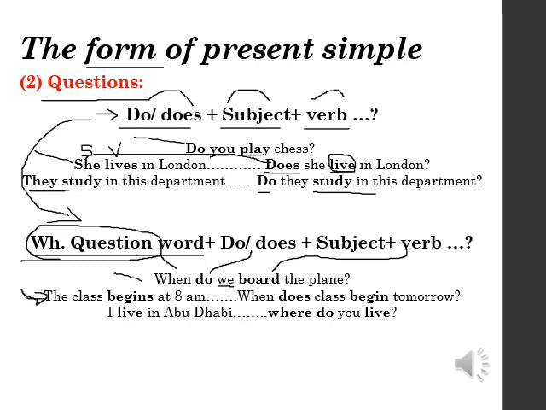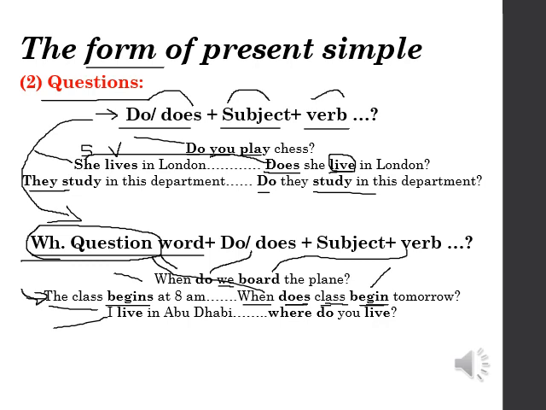Let's look at this exercise. The class begins at 8 a.m. The class is the subject, begins the verb. Here we have to use when, does, the class begin. When is the question word, does is the auxiliary, class is the subject and then the verb. Again, the verb with no S in it.